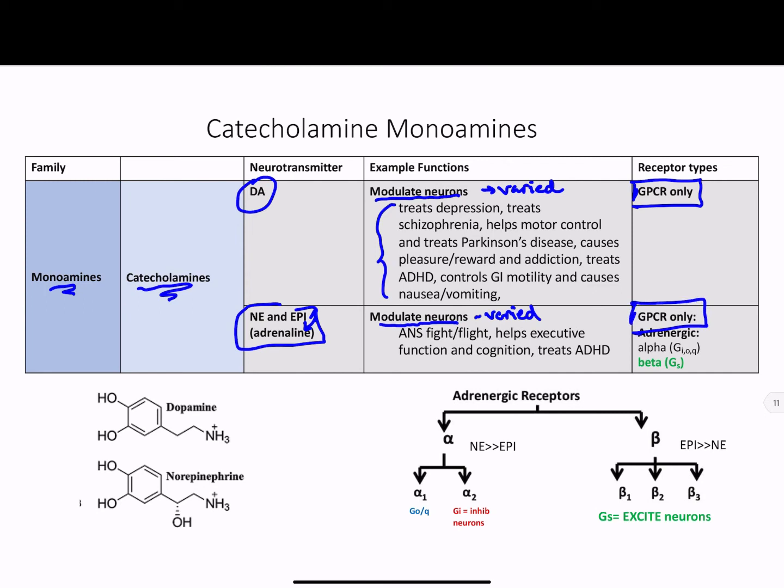There are several different subtypes of dopamine receptor, and I just write R for receptor because you're going to be writing the word receptor a lot, and you don't want to have to spell it out every time. So there's several different subtypes, but we're not going to worry about those till we get to those disease states. However, it's much more important to know up front about the adrenergic receptors.